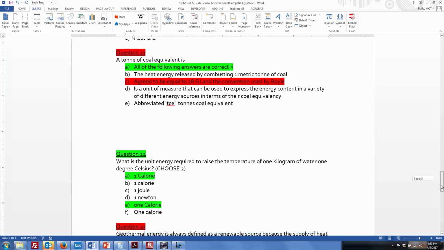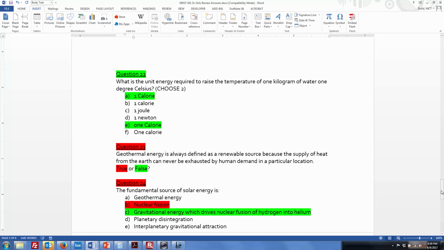Okay, question 22. We're getting close to the end now. This is good. 1 calorie and 1 calorie. Very good. Both correct. Good job. And that's also a kilocalorie, or 1 kilocalorie. Very good. All right.